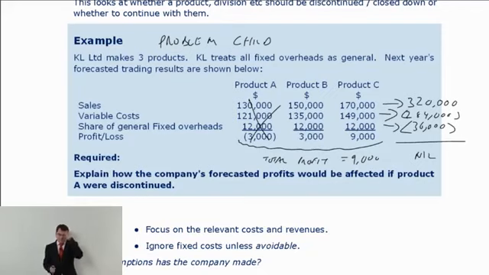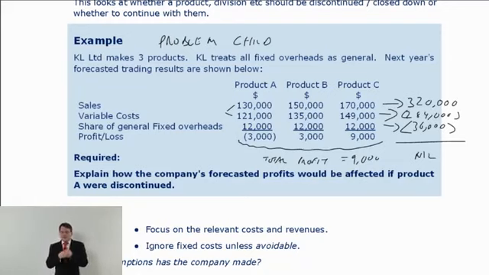Now, why have you made no profit? Your profit has gone down by $9,000. Why has it gone down by $9,000? Because the contribution from product A was $9,000. If you close product A, you lose that contribution. Fixed costs don't change. You've got less money to pay your fixed costs. Your profit goes down by $9,000 as well. So it's gone from $9,000 down to zero. What should you do then?